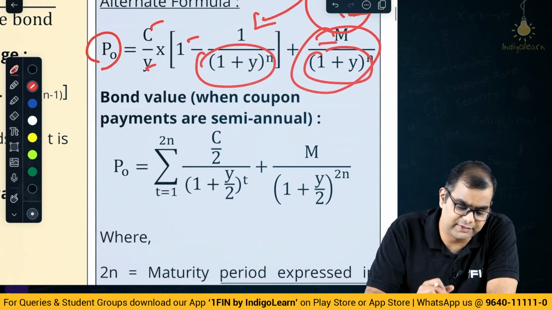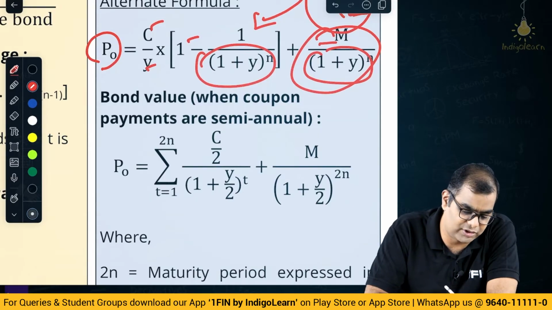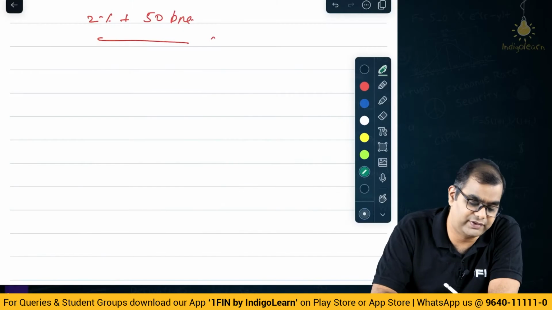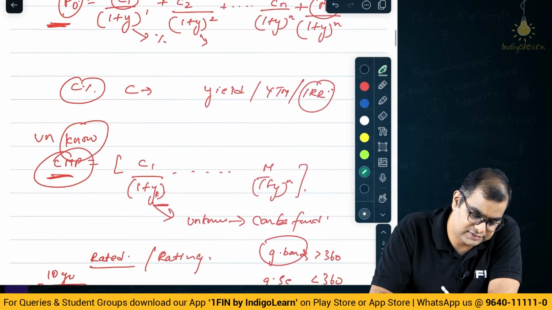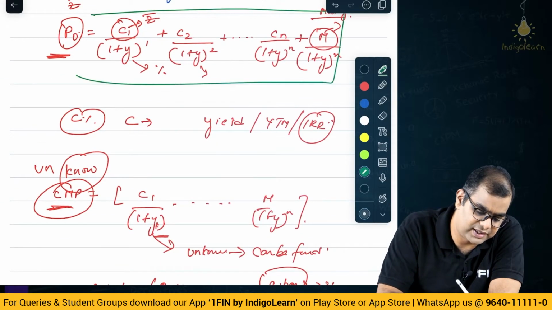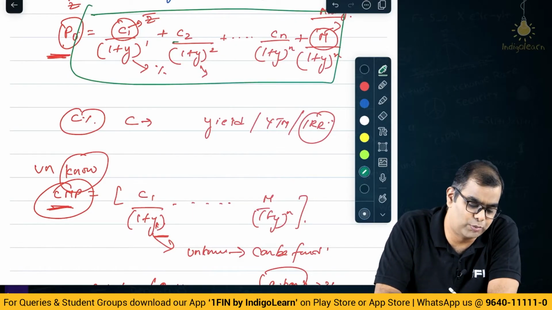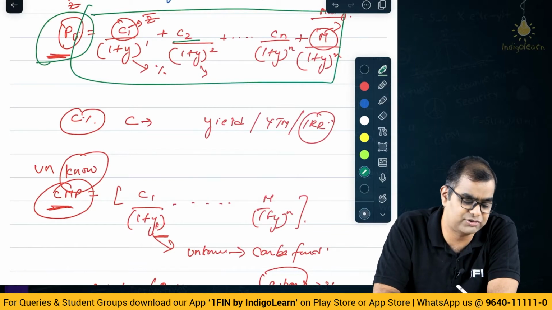Now, the second aspect that I want to highlight is something called bond value when coupon payments are semi-annual. So far we have taken a case where we have assumed that yield is annual, and that coupon payment is annual. That is the underlying assumption in this.